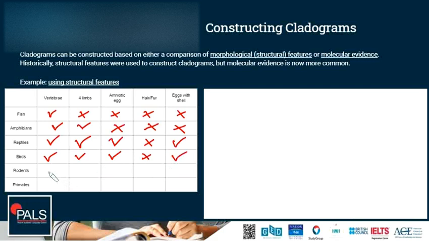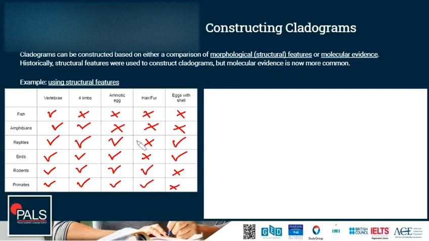Rodents like mice or rats have vertebrae. Yes. Four limbs. Yes. Amniotic egg. Yes. Hair and fur. Yes. Eggs with shells. No. Primates. Vertebrate. Four limbs. Amniotic egg. Hair and fur. Eggs with shells.